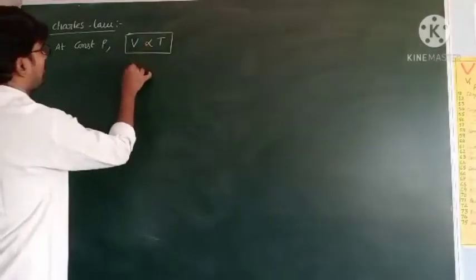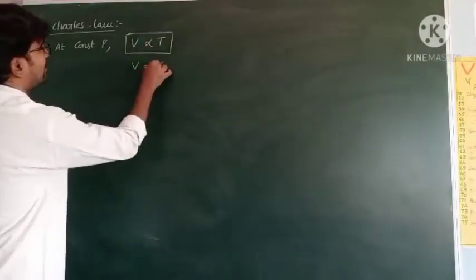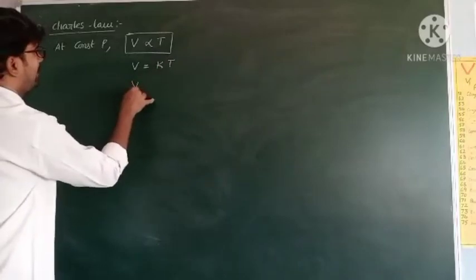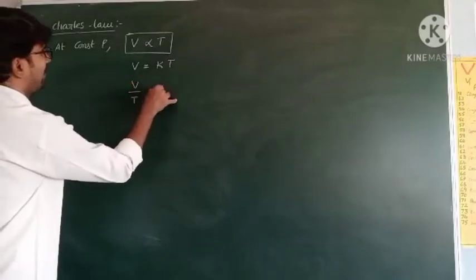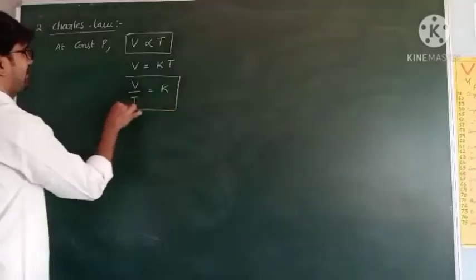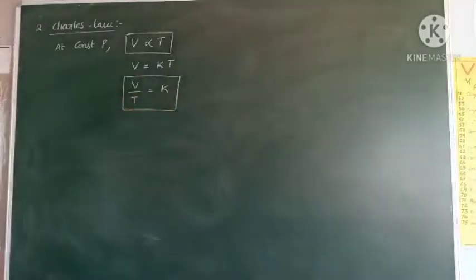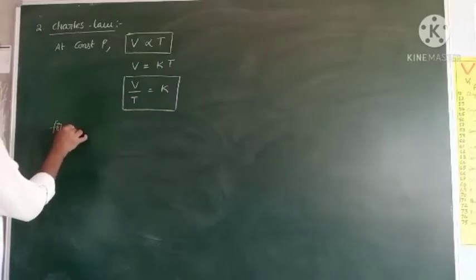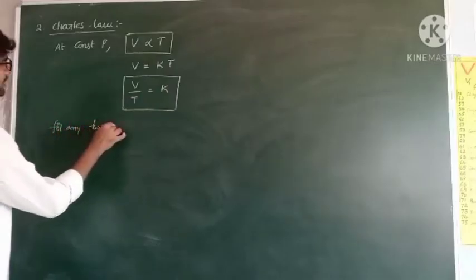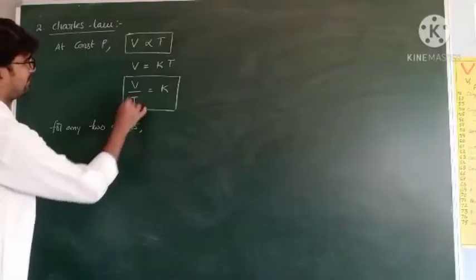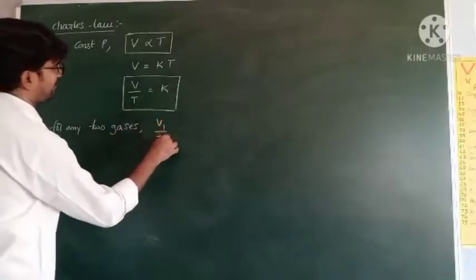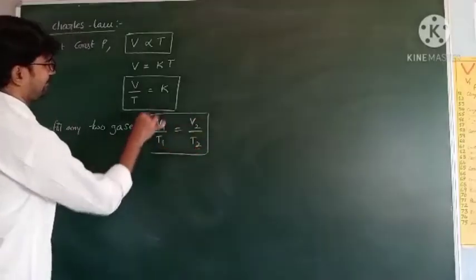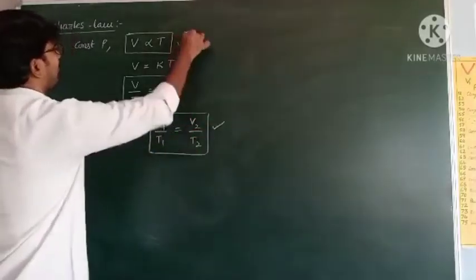For removing proportionality, we introduce proportionality constant K. So V is equal to KT. If KT is moved to this side, V by T is equal to K. That is constant. Okay, for any two gases, V1 by T1 equal to V2 by T2. This one is most important.